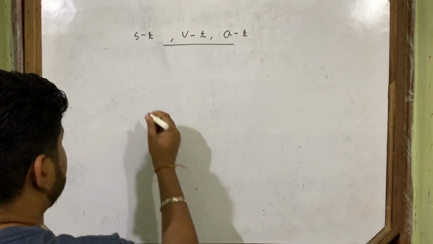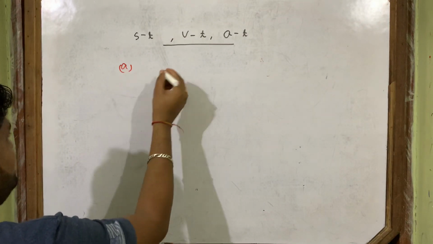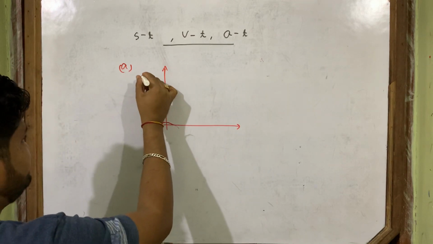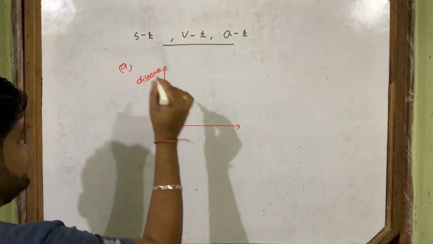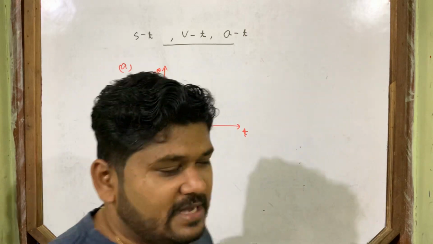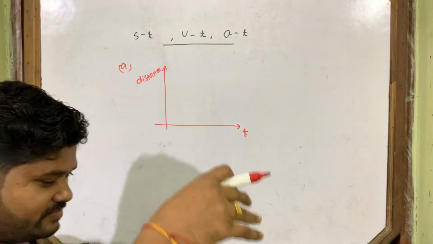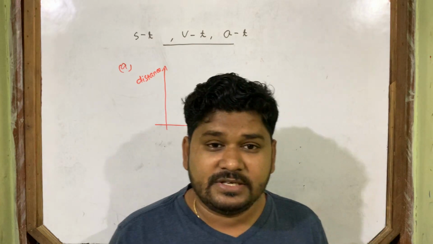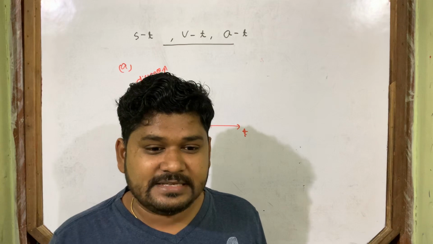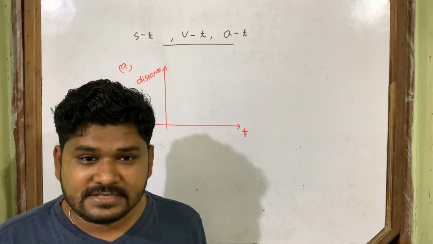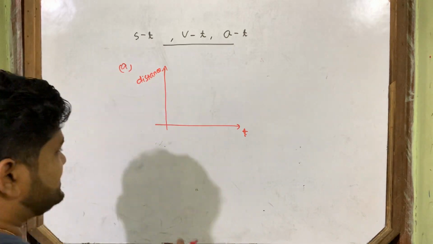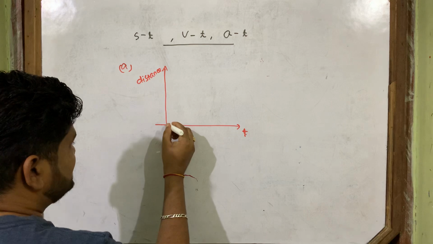First, start with the ST graph. I will take distance here. This is the distance time graph. How will the graph be? When the body falls in the downward direction, what about its speed? Speed increases. Speed increases means acceleration is positive. So the graph will be like this.